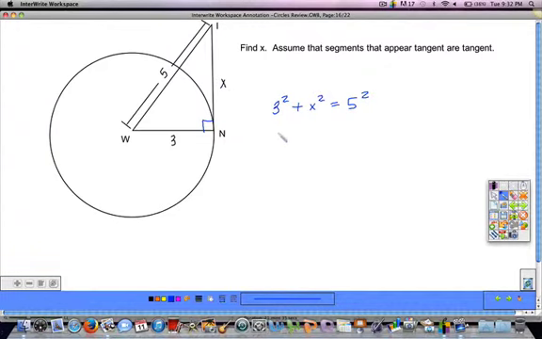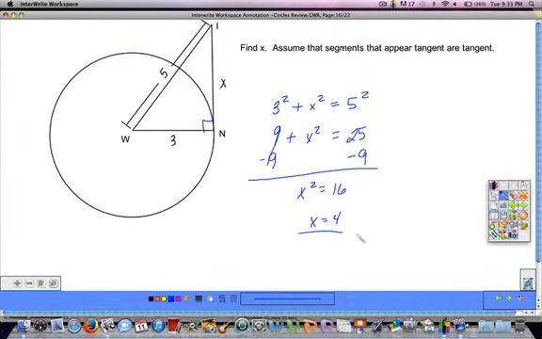That's 4. But if you don't remember them, which is fine, you don't have to. It just makes it faster. Okay? 3 squared is 9, 5 squared is 25. Subtract 9. X squared equals 16. And the opposite of squared is square root. Take square root of both sides. X must be 4. Okay? Not too bad there with tangents.